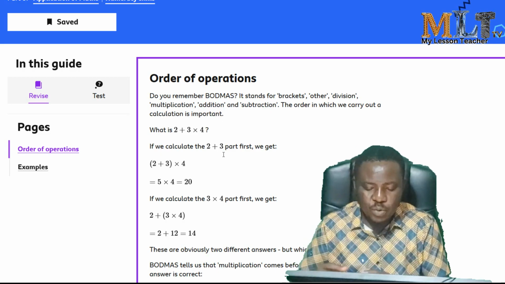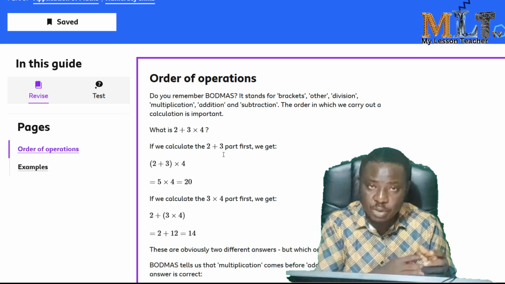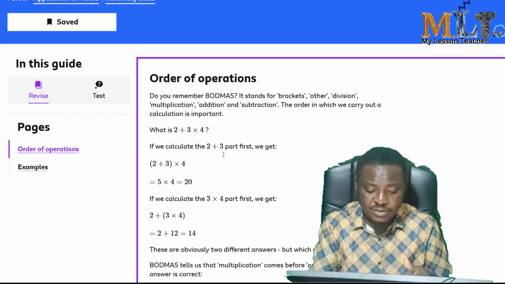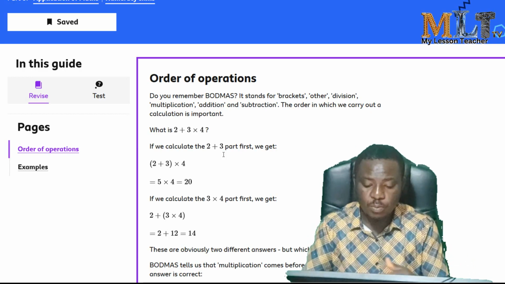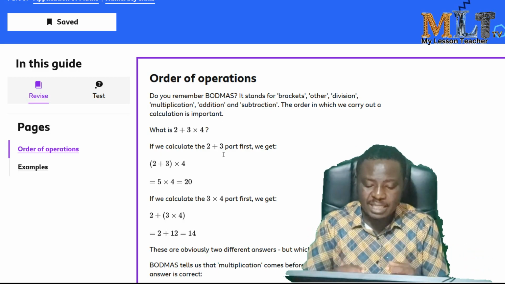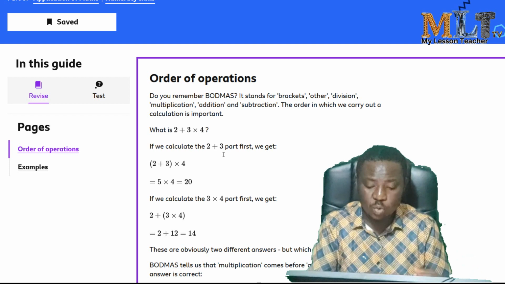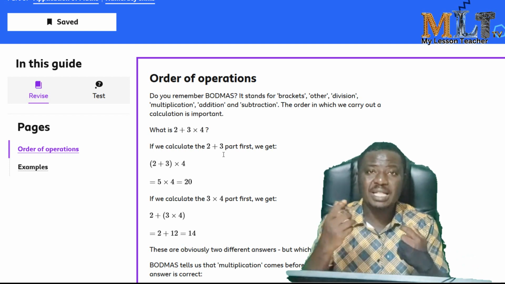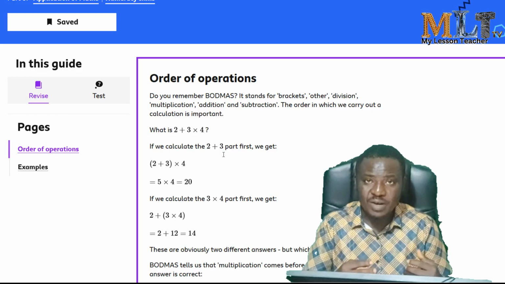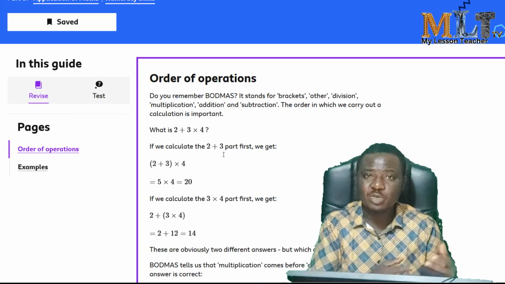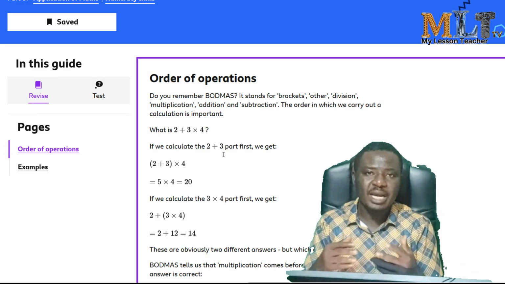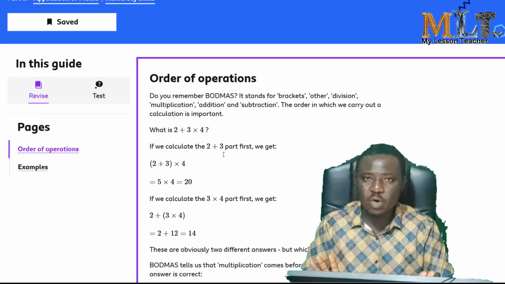Also, if we carry out the multiplication first, that is the 3 times 4 part first, we get 2 plus, in brackets, 3 times 4. That gives you 2 plus 12, which is equal to 14. Now, if you look at the two orders in which we took it, you discover that we are arriving at two different answers. That shows you that you don't just carry out the operations in any order.